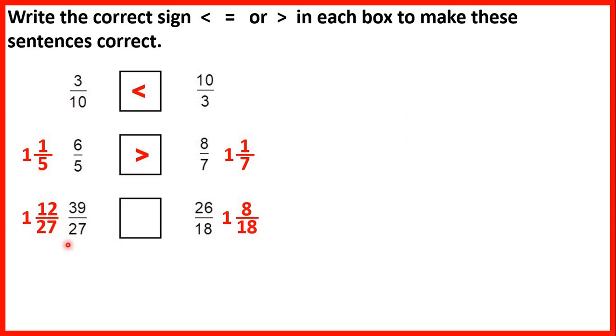So now, because the whole number is the same, we can compare 12 over 27 and 8 over 18. But sometimes it's easier to simplify the fractions first. Otherwise, like I said, we would need a number that's in both the 27 and 18 times tables. So we can simplify 12 over 27 because both the numerator and the denominator are multiples of 3.